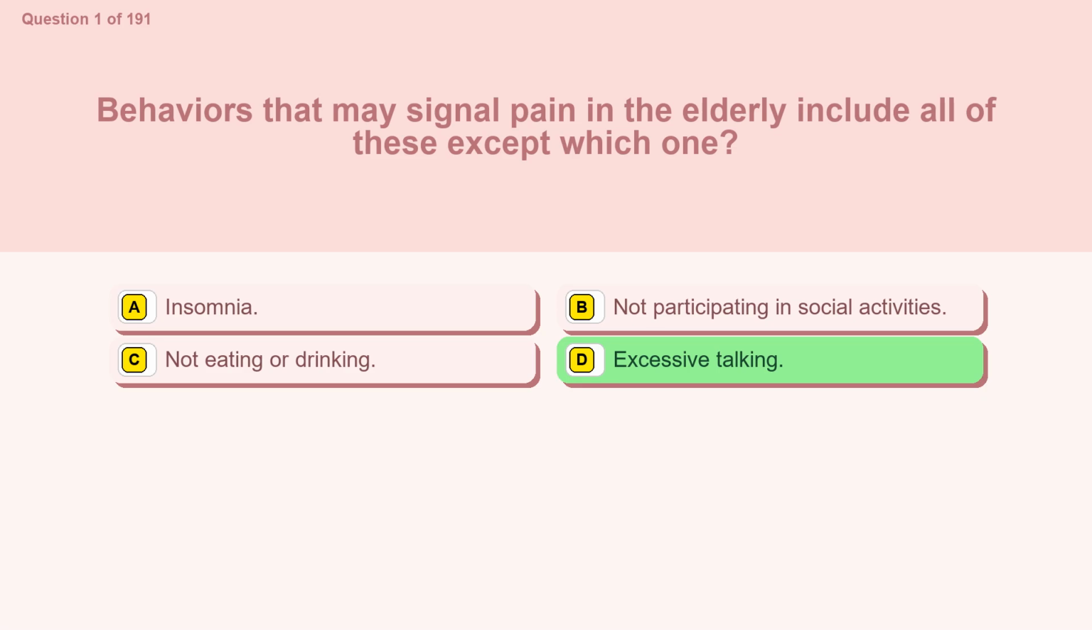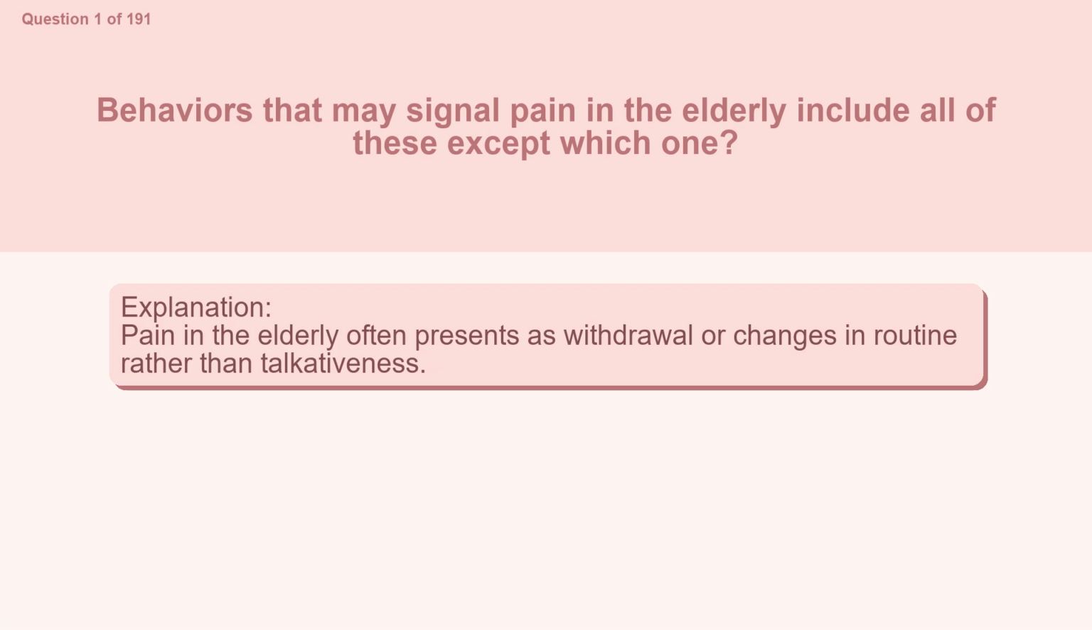The correct answer is option D. Excessive talking. Pain in the elderly often presents as withdrawal or changes in routine rather than talkativeness.